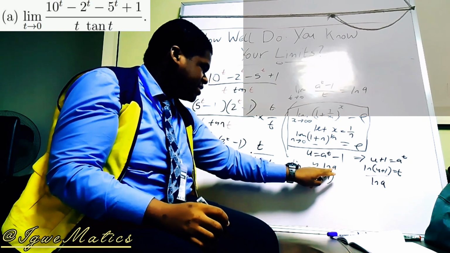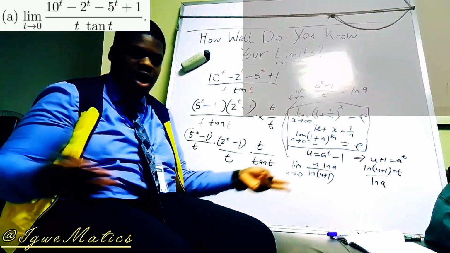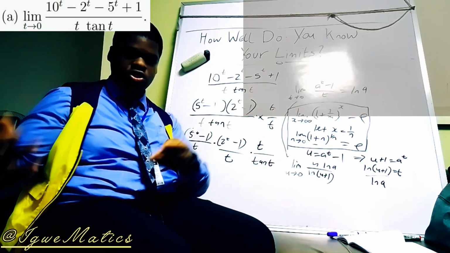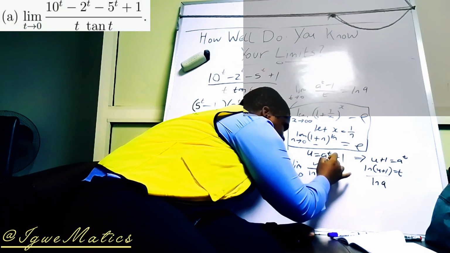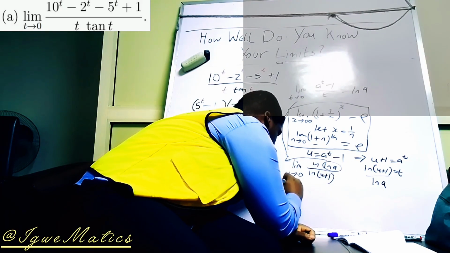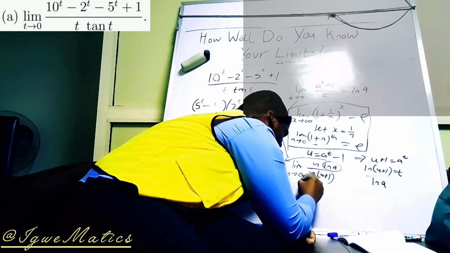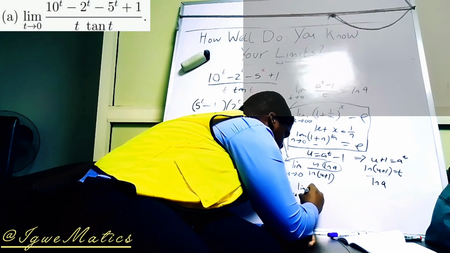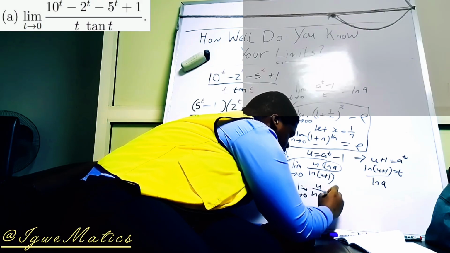This ln a has nothing to do with u. ln a is a constant. So no matter how much u changes, a does not change, so the natural log of a will also not change. So I can bring out this friend that we have here. Let's bring it out. So we have the natural log of a times, let me just write times to avoid confusing with x, the limit as u tends to 0 of u divided by the natural log of u plus 1.